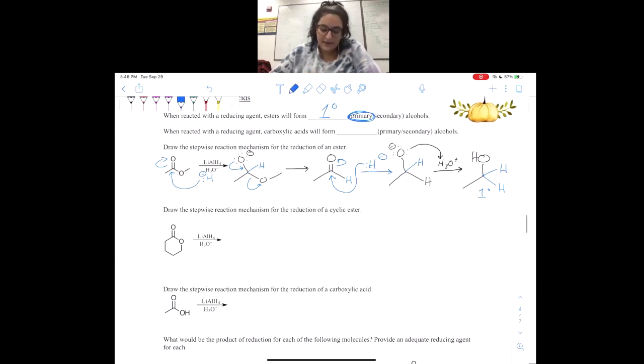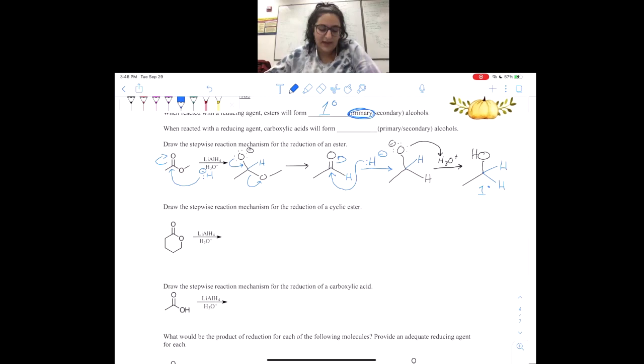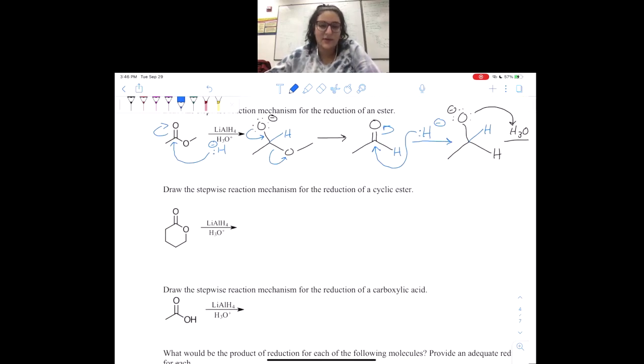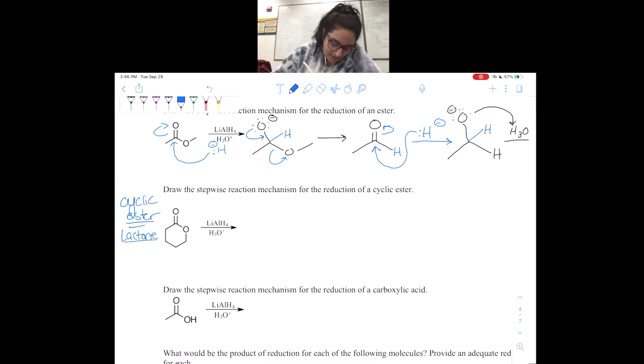Another reduction reaction that we're going to do is pretty much the same as what we did before, but now it's a cyclic ester. And this is a concept we will further cover later in the semester. But another word for a cyclic ester is a lactone. You might have heard that when talking about antibiotics and such. And this has the same exact concepts, except now the leaving group will not leave completely. It will just open the ring.